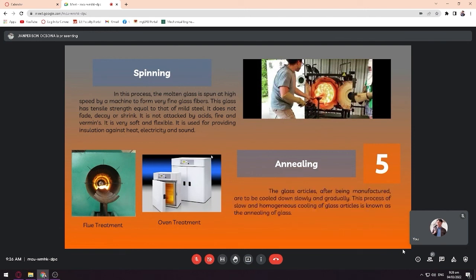Sa fifth step naman is annealing. The glass articles after being manufactured are to be cooled down slowly and gradually. This process of slow and homogeneous cooling of glass articles is known as annealing of glass.